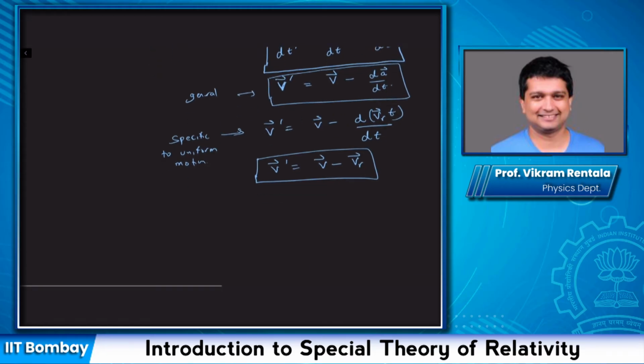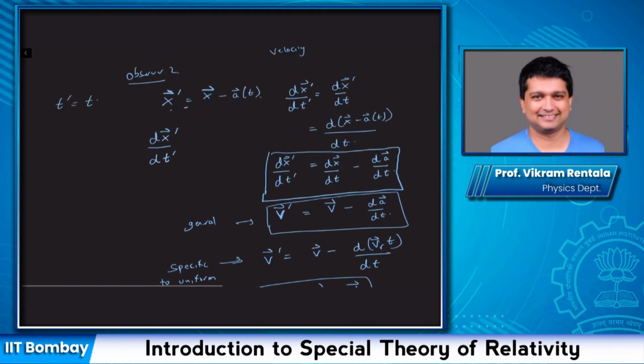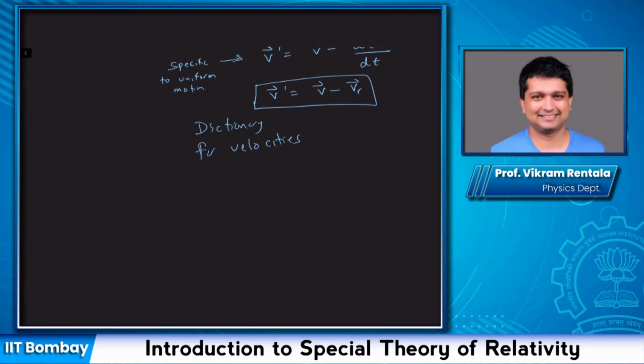So we now have a dictionary which relates velocities. Okay, so we've learned a new word in both languages. Okay, so observer 2 sees a velocity v prime, which is related to observer 1's velocity v by shifting it by a constant vector v_r.